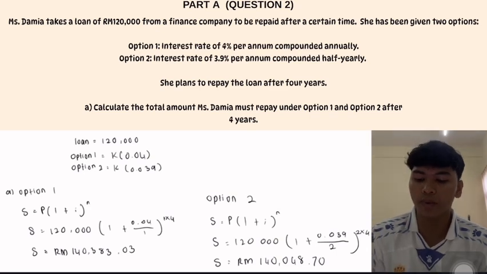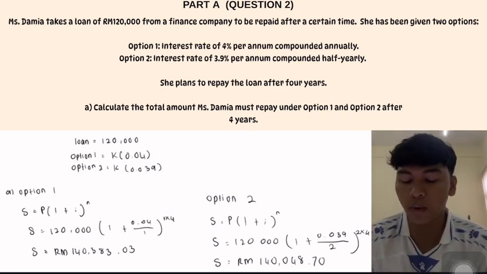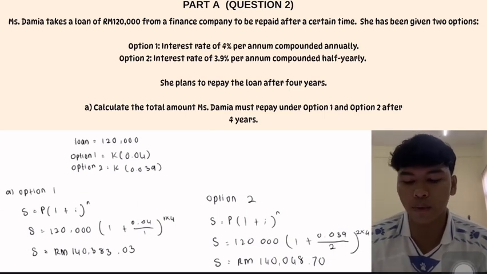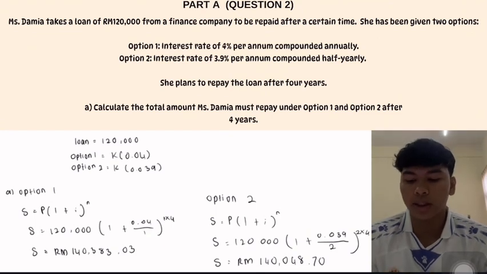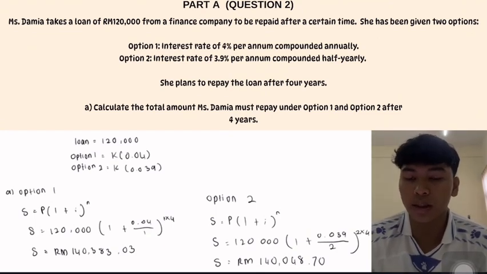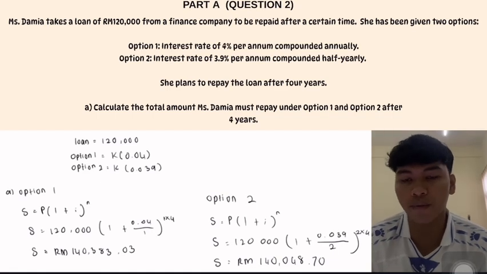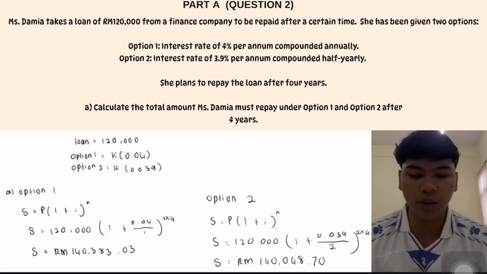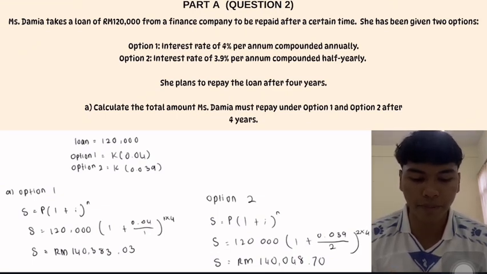So in option 1, we got K, which is 4%, and we change it to a decimal number, which is 0.04, while M is 1 because it is compounded annually. In option 2, K is 3.9%, and we change it to a decimal number, and we got 0.039, and M is 2 because it is compounded half yearly. She plans to repay the loan after 4 years, and T is 4. We use the formula S equal P, open the bracket, 1 plus K divided by M, close the bracket, and the power of M times T.